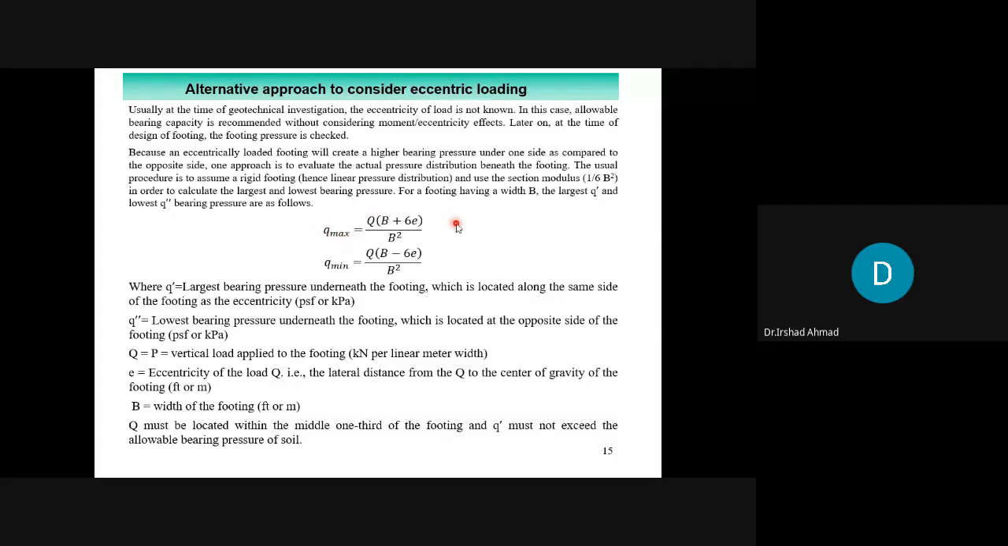That stress should be less than allowable bearing capacity. And this is the minimum stress. By replacing positive with negative, you would get the minimum stress. This is applicable for a strip footing. You can prove this equation very easily. Here is a proof.